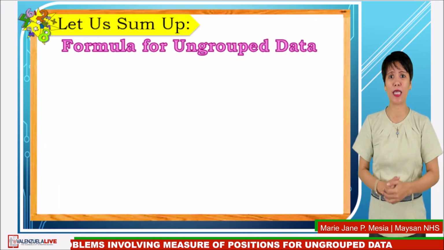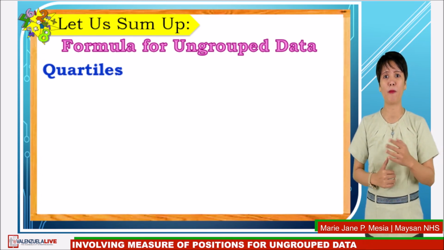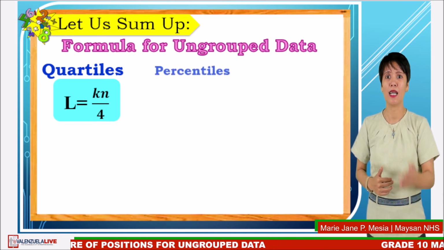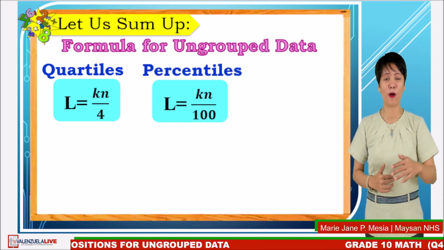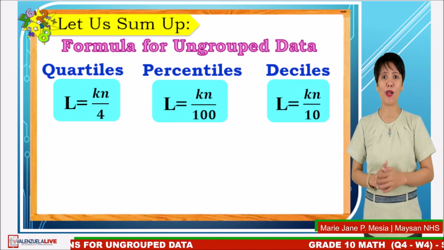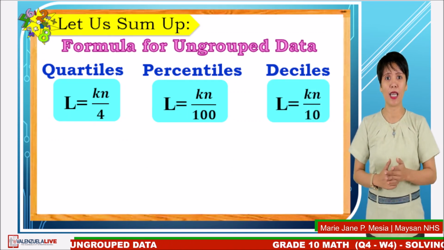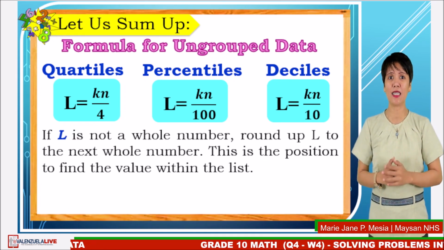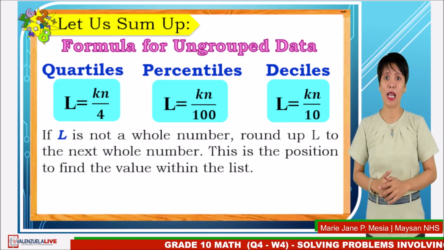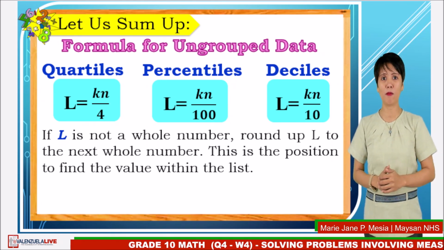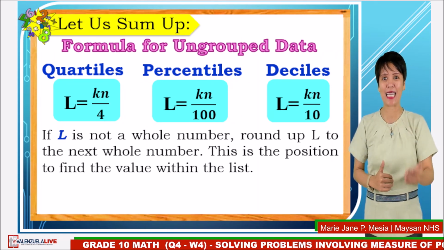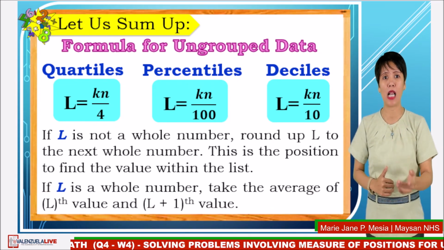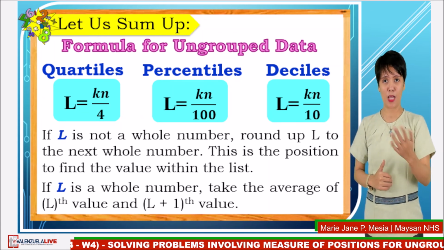For ungrouped data, use the following locator formula. L is equal to Kn divided by 4 for quartiles. L is equal to Kn over 100 for percentiles. L is equal to Kn over 10 for deciles. You can take a screenshot so that you have a summary of the formulas. If L is not a whole number, round up L to the next whole number. This is the position to find the value within the list. If L is a whole number, take the average of L's value and L plus 1 value.